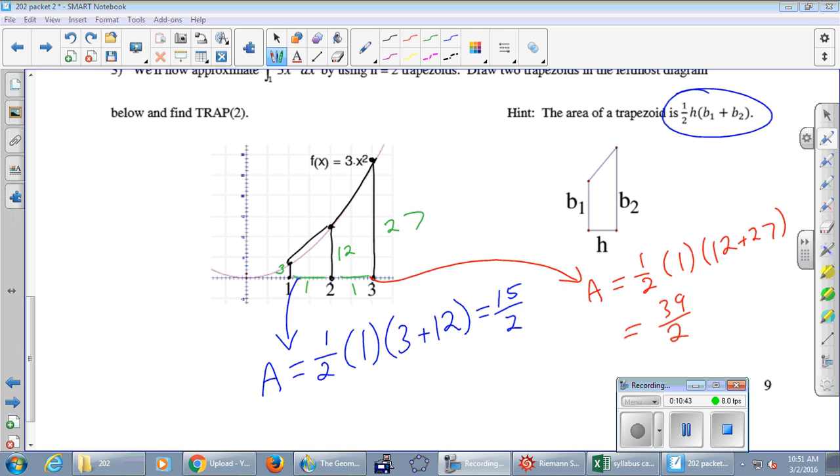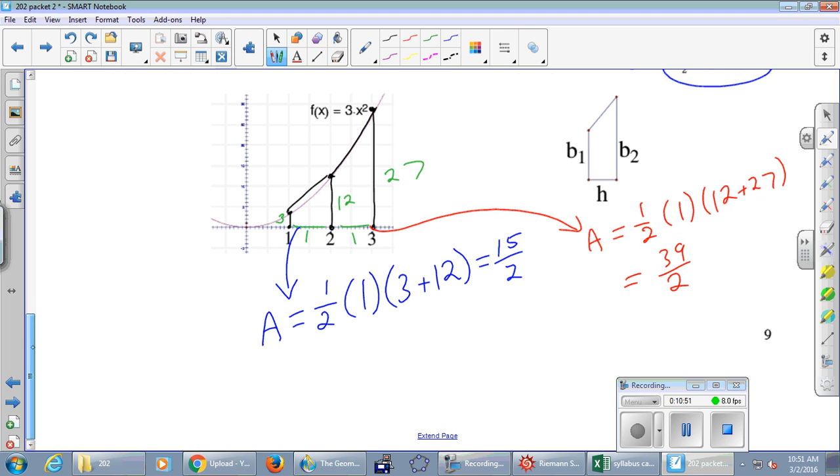Okay, so then the last thing, again, finding trap of 2 means adding the areas of all the trapezoids. In this case, there's only 2 of them. So we add these guys up. And what do we get? So we'll just write it here. Trap of 2 equals 15 over 2 plus 39 over 2. What is that? 54 over 2? Just 27.